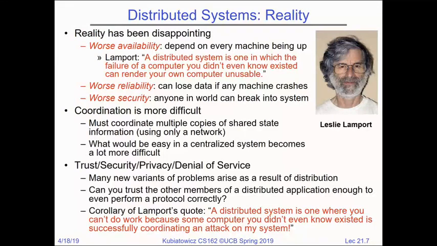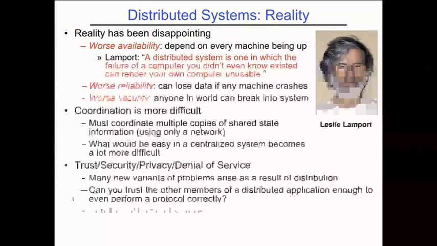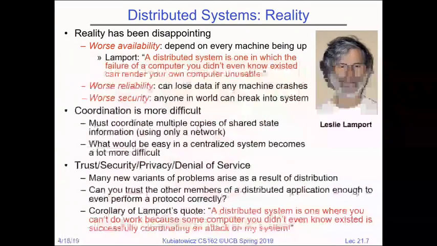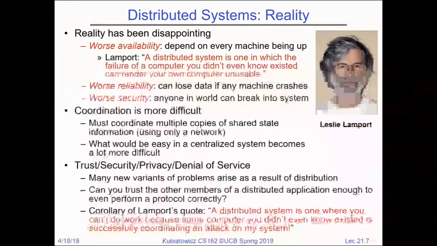And, of course, what really rears its ugly head, especially over the last, I would say 5 years, but certainly decade: trust, security, privacy, denial of service. All of these things are problems here, right? Many new variants of problems arise because we've distributed. I don't know, can you trust the other members of a distributed application enough to even perform a protocol with them? I kind of came up with this afternoon.